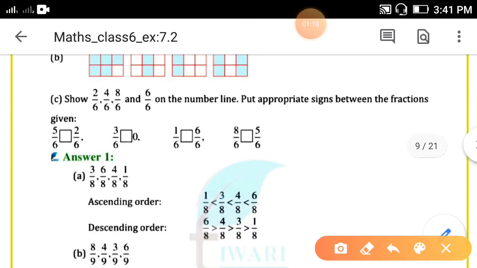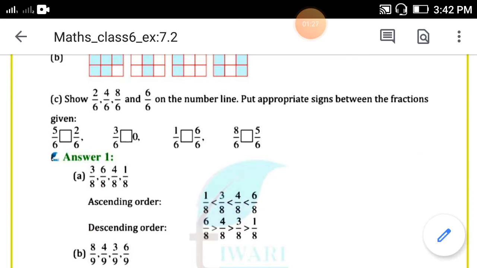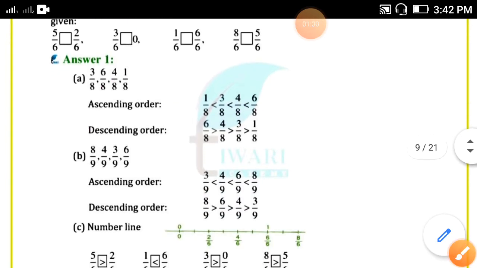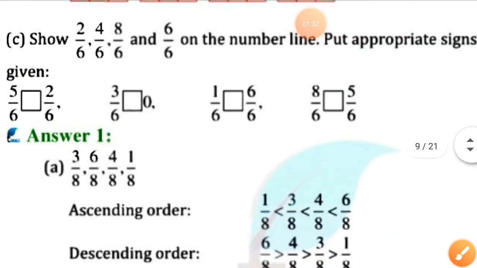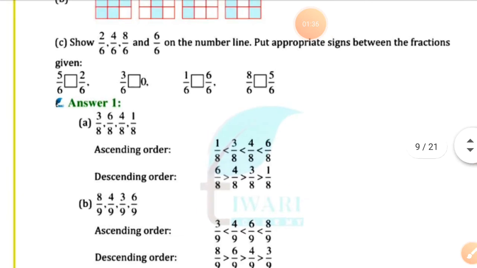Now arrange them in ascending order and descending order. Here you have to see the numerator because denominators are equal. So ascending order, small to big, it means 1, 3, 4, 6, and descending order is the inverse, 6 to 1. Same way you have to do the second one. That is homework.